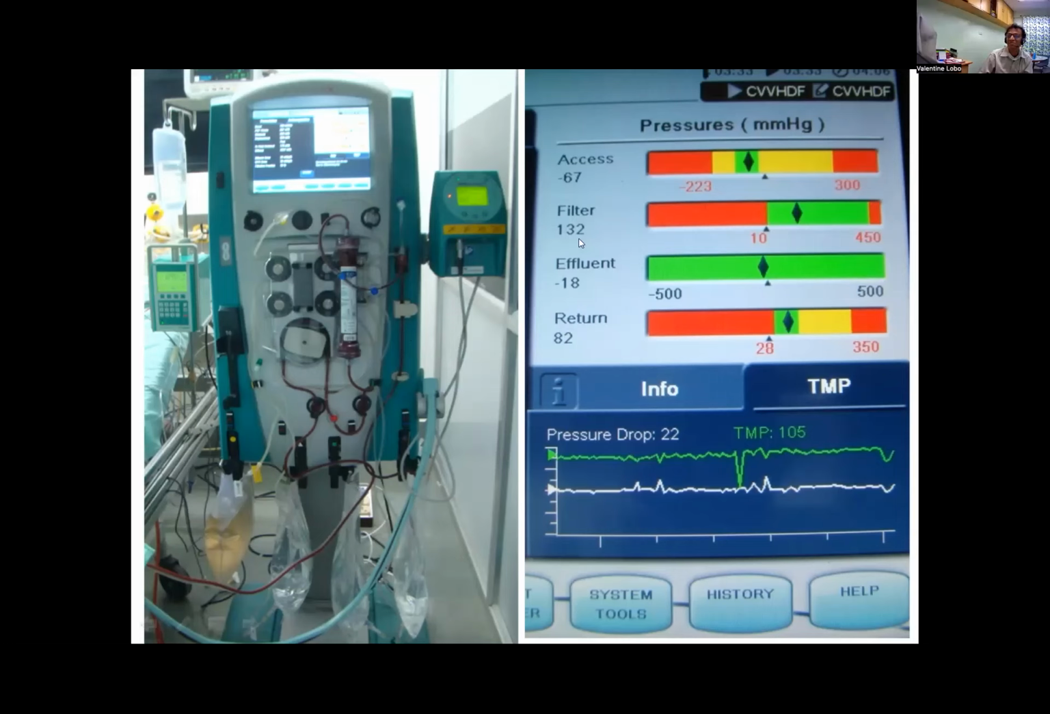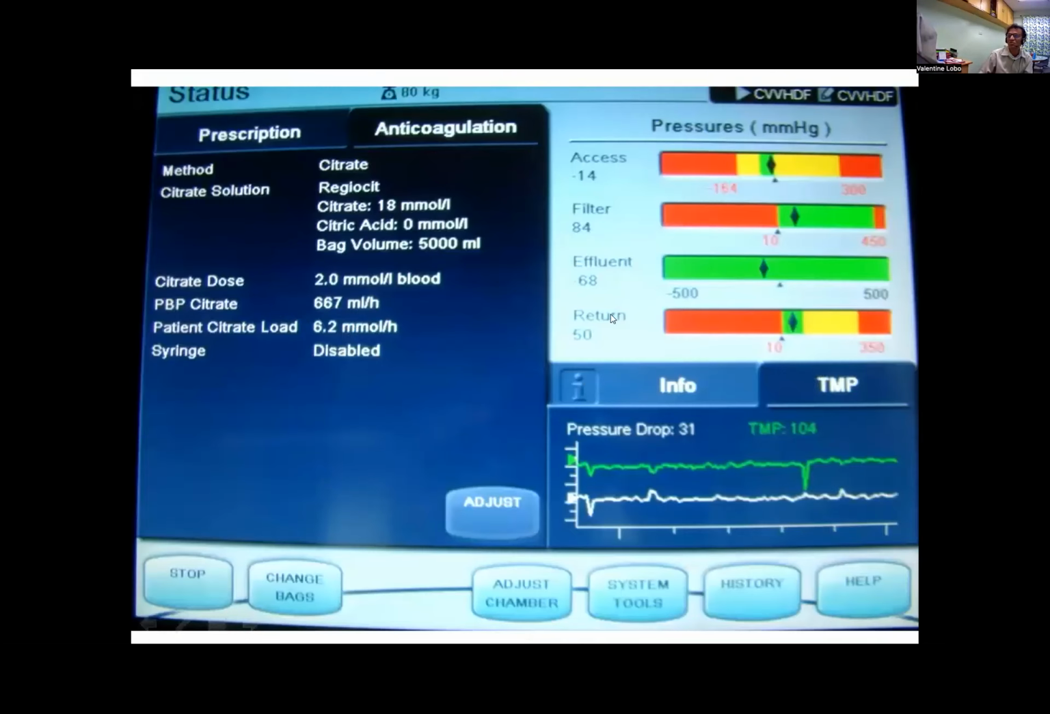So the transmembrane pressure would be filter pressure plus return pressure divided by 2. That's the average pressure in the blood compartment minus the effluent pressure. And as we can see here, the effluent pressure is most often negative. So this is what we would get on our screen: 4 measured pressures and 2 calculated pressures. So we don't need to calculate the filter drop pressure and the transmembrane pressure. The machine does that for us, and all we need to do is to look at what the machine is displaying and act on the pressure changes.